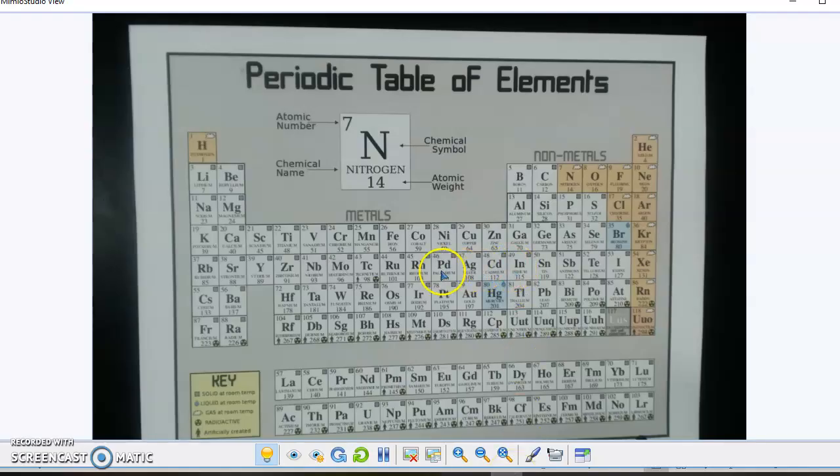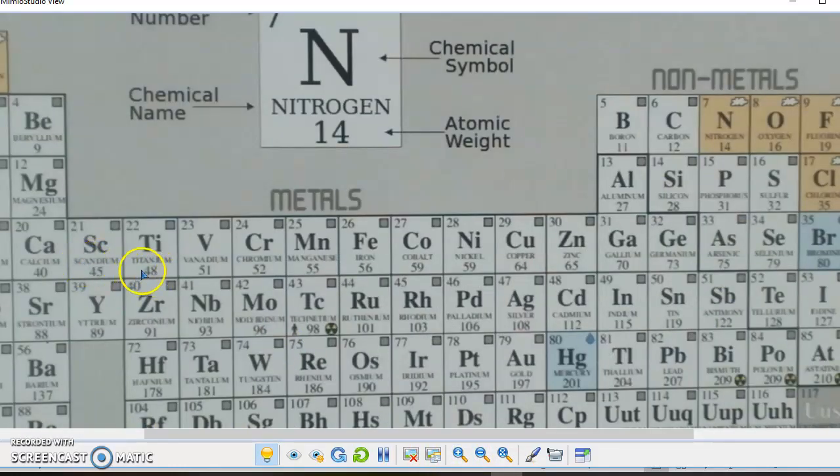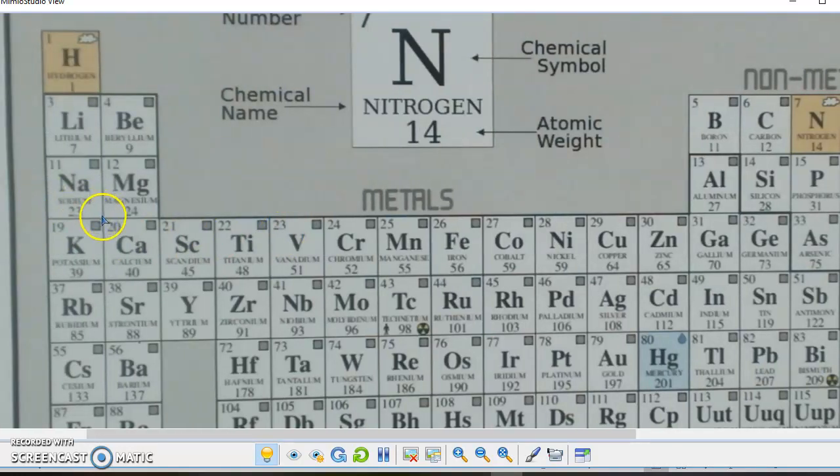Now this is our periodic table. It has all the elements that we're looking at. This number at the bottom is your atomic mass for titanium. Vanadium has 51. The number at the top is just the atomic number. If you look to the left, you see sodium is 23 grams. 11 is the atomic number. Potassium has 39. That's the number at the bottom. The atomic number is 19. Calcium has 40, and the atomic number is 20.